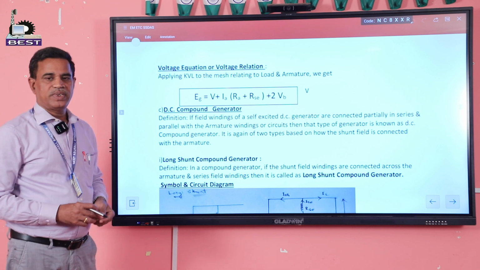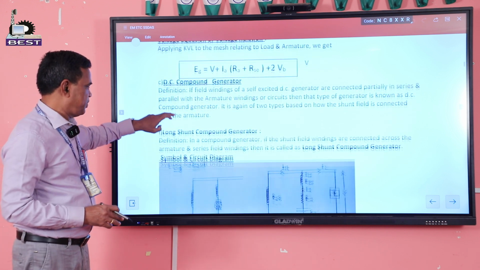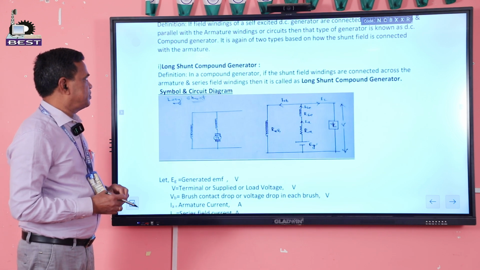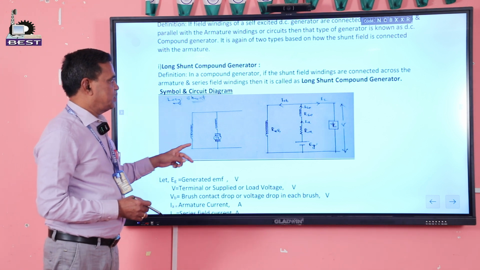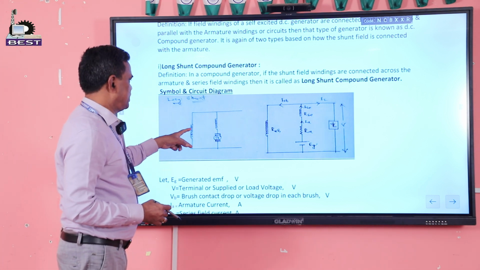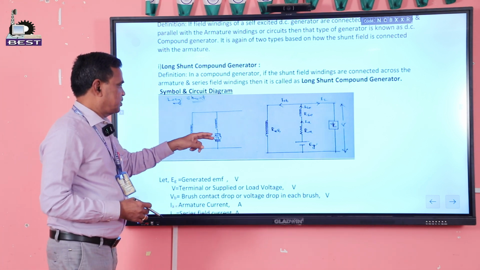Next we have the DC compound generator. It is of two types. Again, I am repeating: this is the DC shunt generator, in which the entire field winding is connected across the generator.